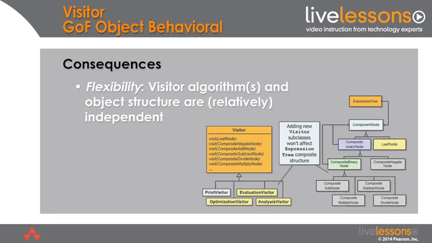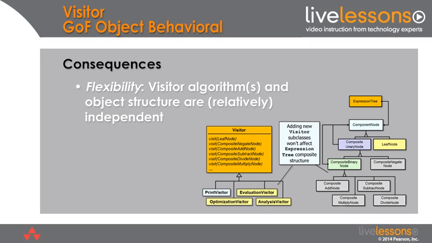Now that we're done looking at the expression tree application's use of the visitor pattern, let's talk about some of the consequences of applying this pattern. One of the good things is flexibility. The algorithms that are embodied by the visitor subclasses and the structure of the object, in our case the expression tree, are relatively independent.